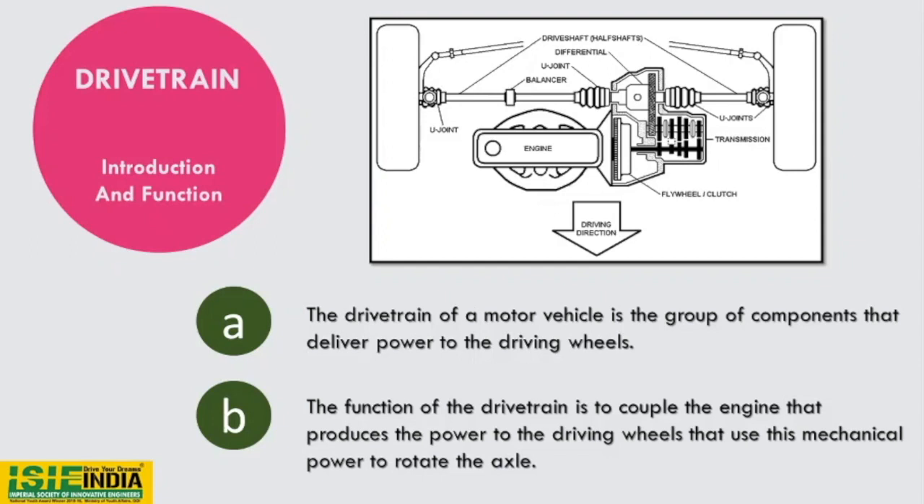The function of the drivetrain is to couple the engine that produces the power to the driving wheels that use this mechanical power to rotate the axle. Therefore, it helps in moving the vehicle forward. This connection involves physically linking two components which may be at opposite ends of the vehicle, therefore requiring a long propeller shaft or drive shaft, which mainly comprises universal joints at both ends for constant power transmission.